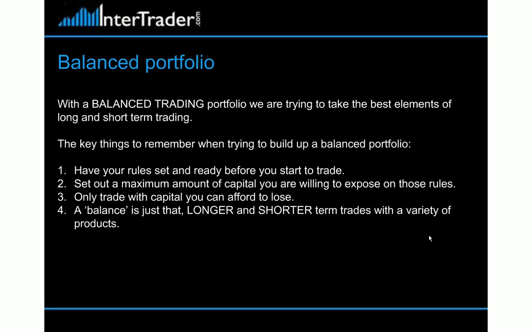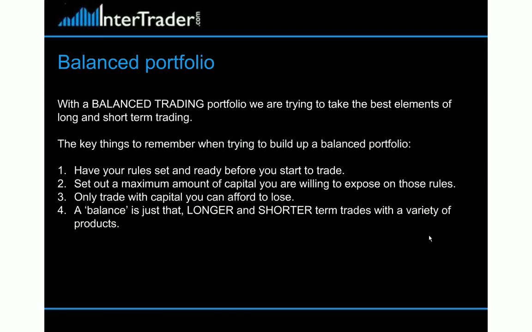So don't say, well, I think gold's going to go down for the next 6 months, but then after that going to go up. Have some longer-term view in mind. Then set out the maximum amount of capital you're willing to expose on those rules. Have a set amount that you're going to invest for short-term trading, and a set amount you're going to set for long-term trading. And again, the golden rule of trading: only use capital you can afford to lose.